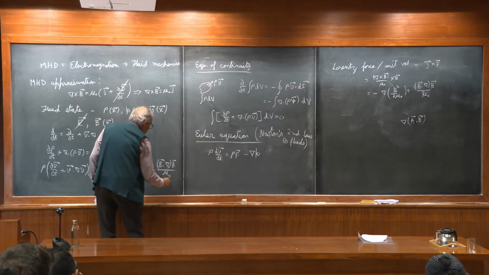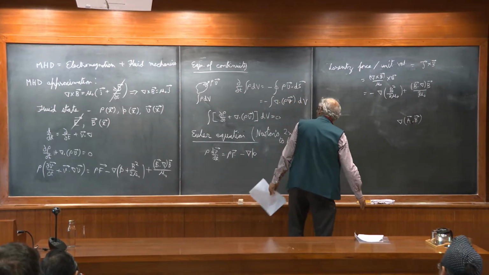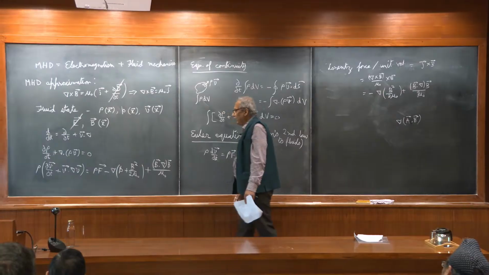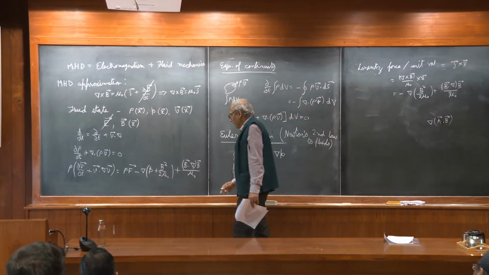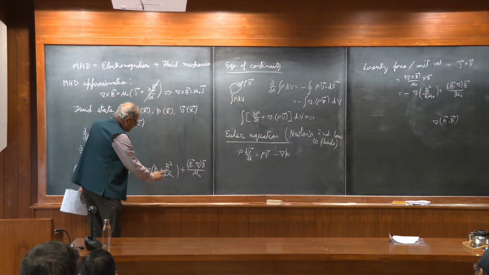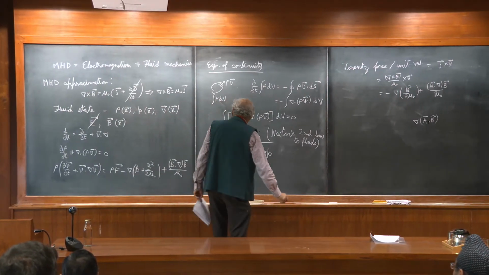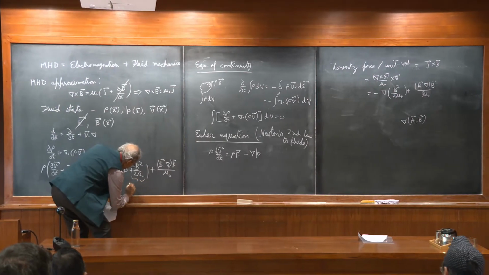So compared to this Euler equation in fluid mechanics, you have these two extra terms. And what is the physical implication of these extra terms? This extra term appears with the pressure. So this implies that the magnetic field also exerts a pressure. This term is known as magnetic pressure.